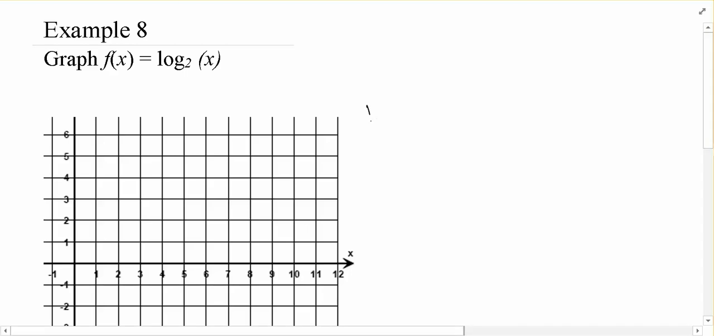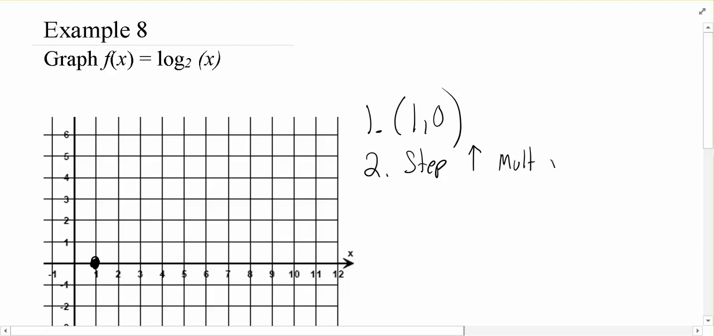So if we go through our 3 steps, our first step was to say the ordered pair 1, 0 is definitely on the graph. So let's start off by plotting that. Step 2 says if you take a step up, then multiply the x value by your base.